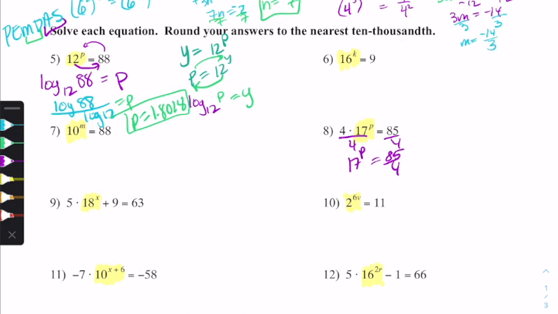Now, if you don't like the way of switching to log that I've been doing, you also can take the log of both sides, and that will end up switching it as well. So you still need to be able to identify the base. The base is 17, so here I would do log base 17 of 17 to the p, and log base 17 of 85 fourths. Notice our log goes on both the left side, just like when we're taking a square root, it goes on the left side.